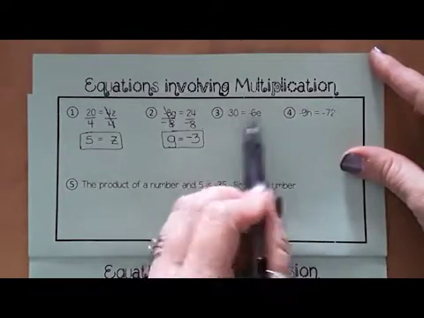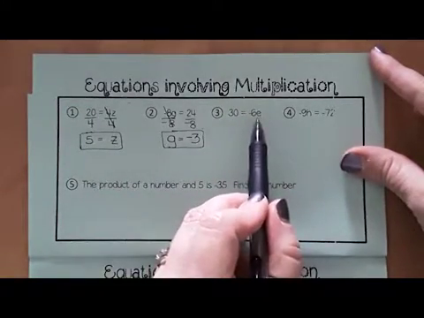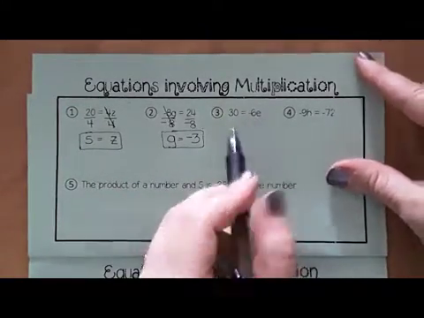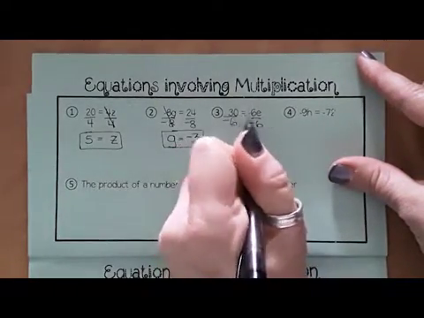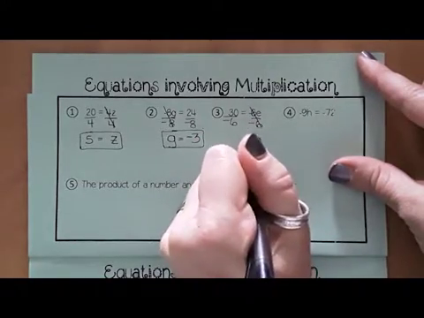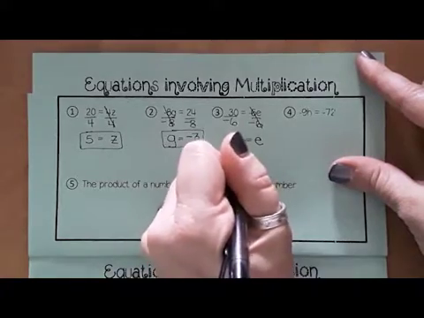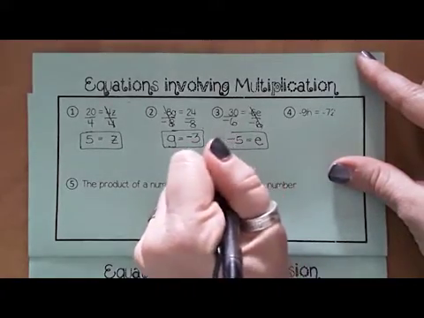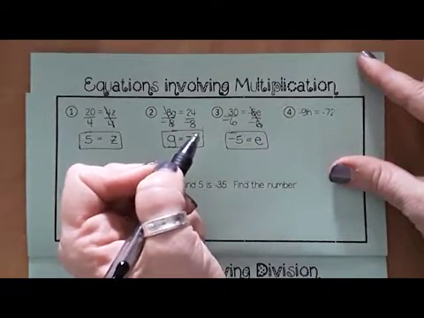All right, the next one. They just kind of flip things on me, just like they did number 1. Doesn't matter, still same concept. I want to get e by himself, so I'm going to divide negative 6 by both sides. Negative 6 divided by negative 6 is a positive 1, so we just bring down the e. And 30 divided by negative 6 is a negative 5. When you're dividing or multiplying a negative and a positive, it will stay negative.